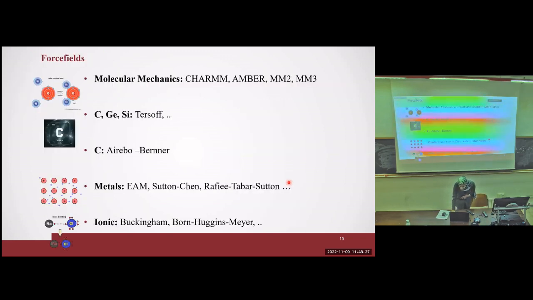As I told you, depending on the force field we choose, and the function we want to describe what we have seen, we have different force fields. For example, these are the famous molecular mechanics force fields. You may hear CHARMM and Amber. There are also some specialized force fields. For example, for carbon, germanium, and silicon, we have the Tersoff potential. We have AIREBO and Brenner potentials for just carbon. And for metals, EAM is one of the most famous force fields. Also, we have Buckingham and a lot of other force fields for different atoms.